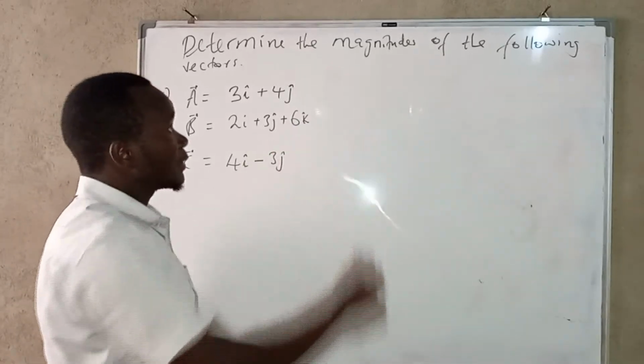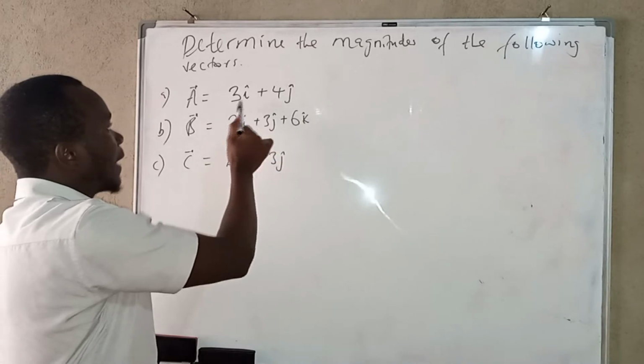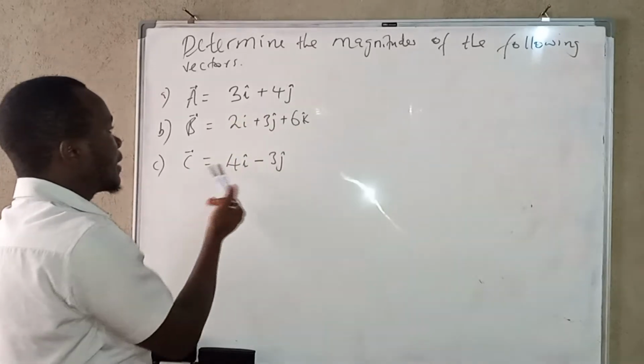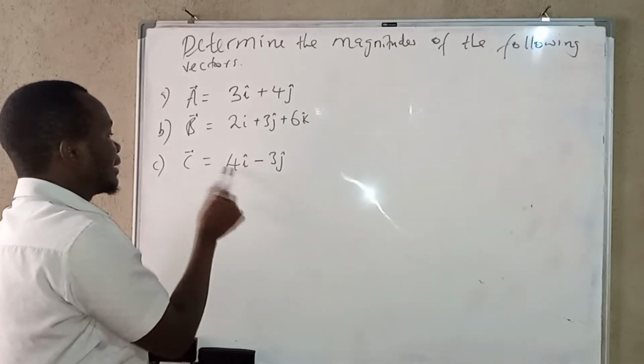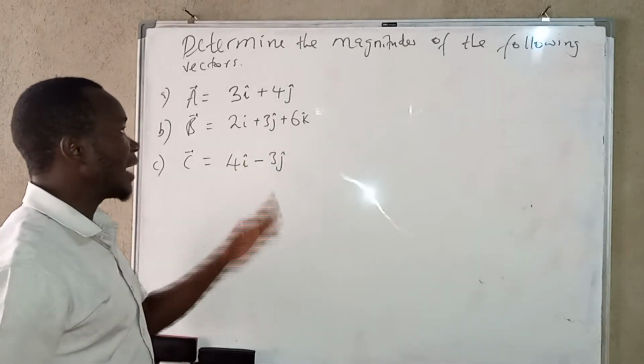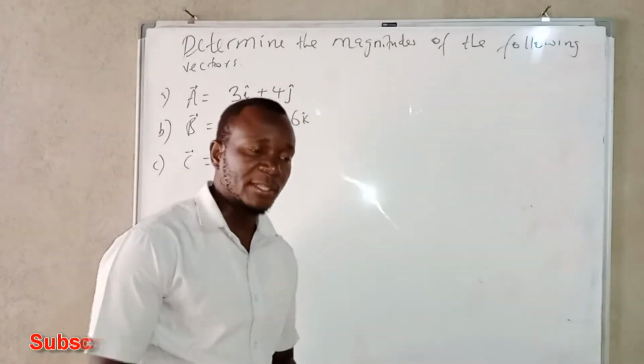The question says determine the magnitudes of the following vectors. Vector A is equal to 3i plus 4j, B is 2i plus 3j plus 6k, then C is 4i minus 3j. So we're going to find the magnitudes of these vectors.